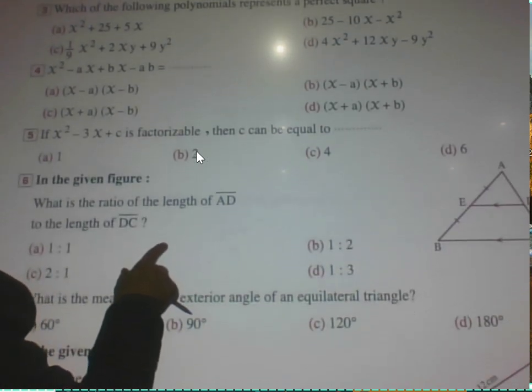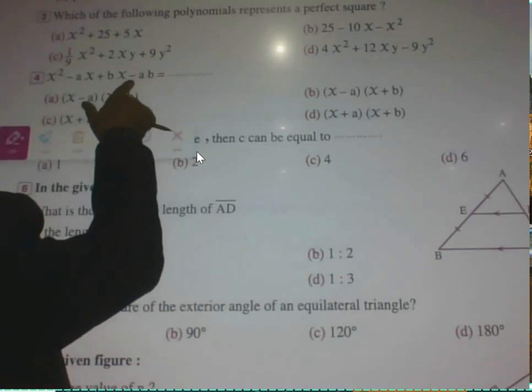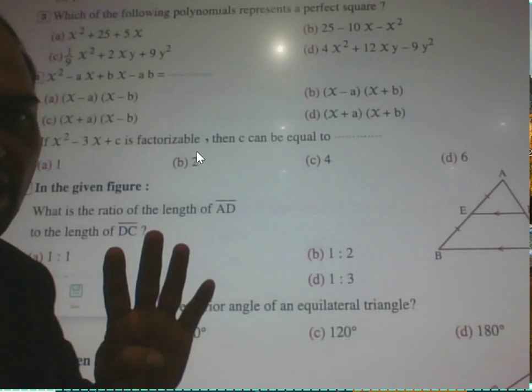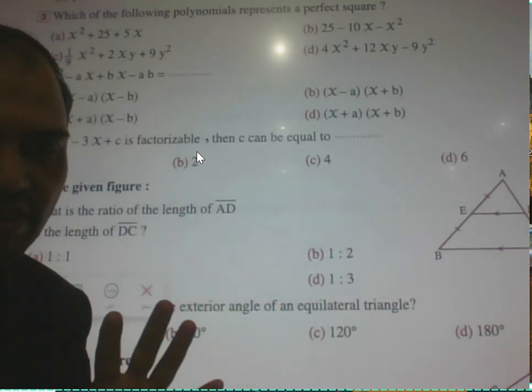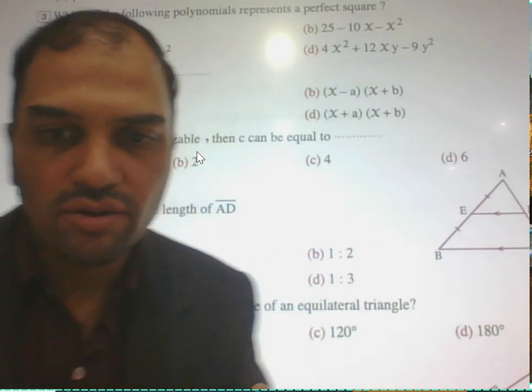Look at here, number 4. X power 2 subtract ax plus bx subtract ab. We can factorize this expression. We have 4 terms. We can factorize this expression by dividing it into 2 terms and 2 terms. Look at what we have.